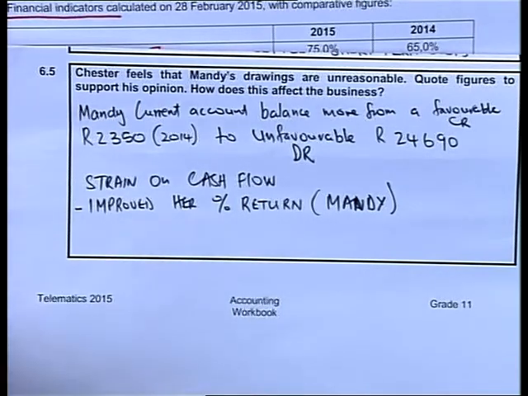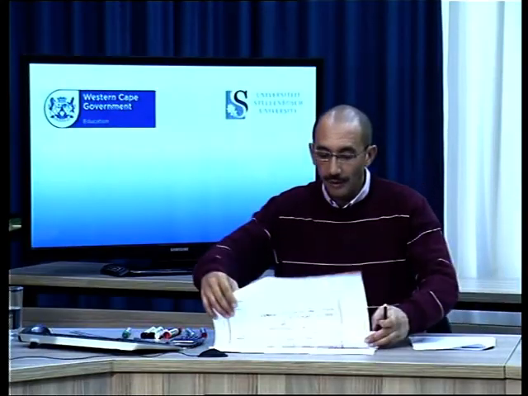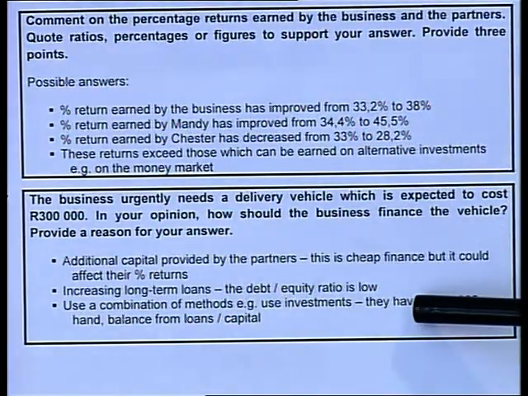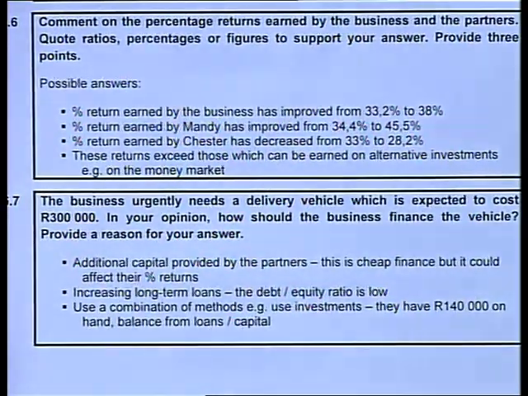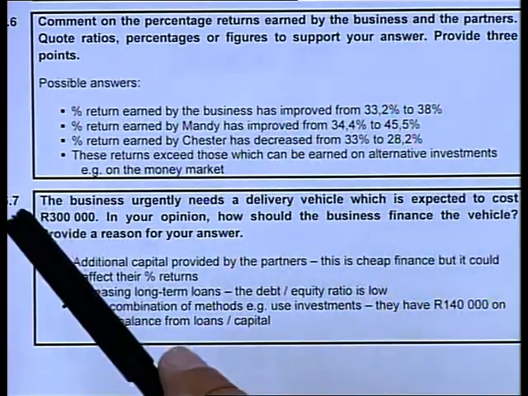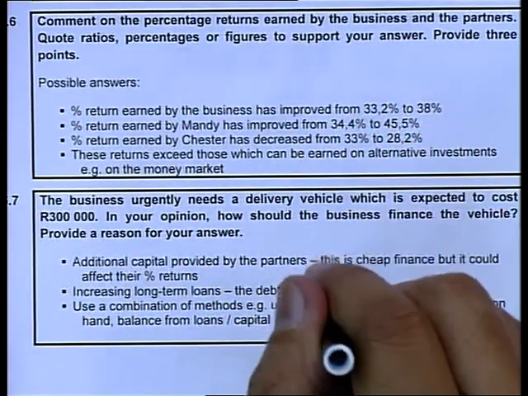Okay, grade 11. There are still two more questions that we had to get to. Unfortunately, we won't be able to get to them today, but it was nice having you, right? It's just 6.6. It's also just a comment question. You should know how to do it, right? I said the financial indicator, the trend, and the figures. So it's just 6.6 and 6.7.